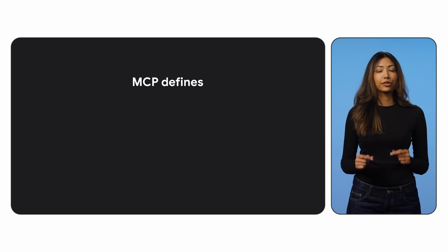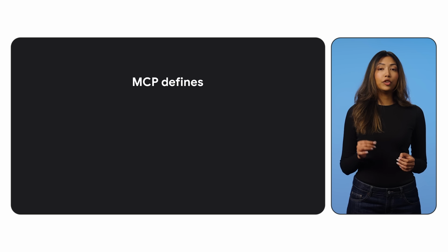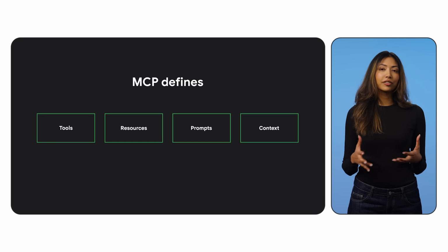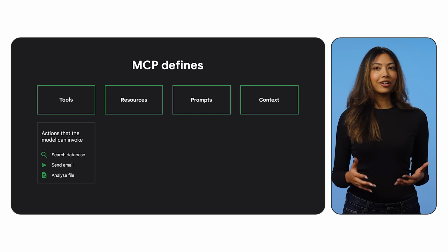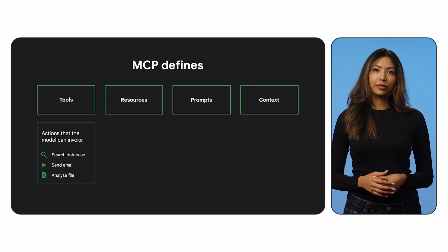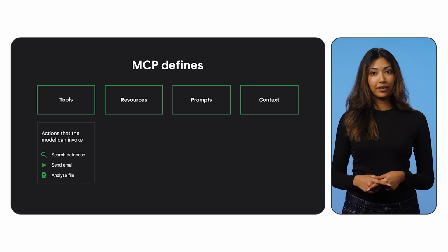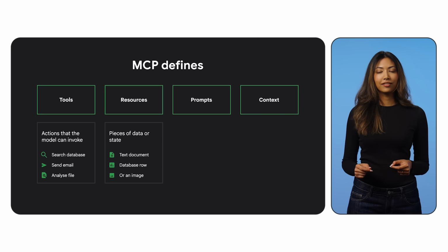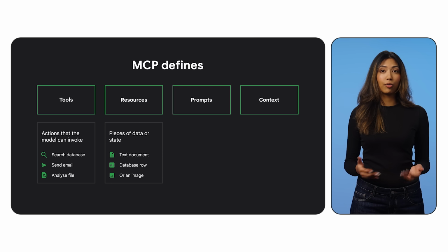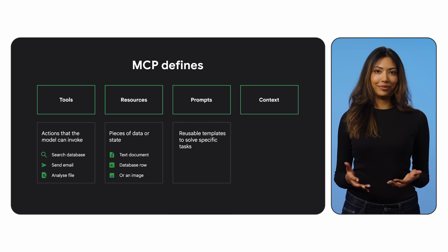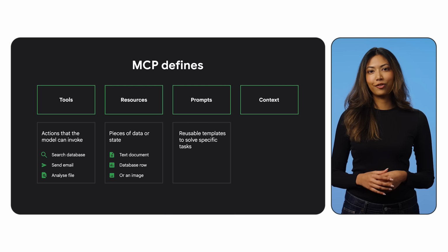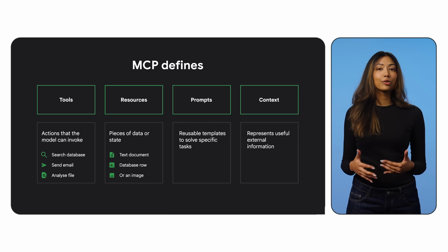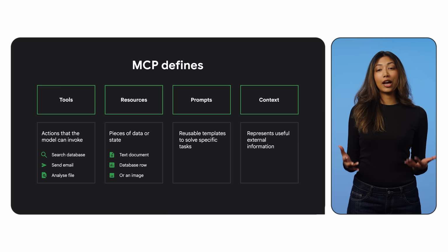Now, let's go a bit deeper technically. The MCP protocol defines a few main resource types: tools, prompts, resources, and context, that together form what the model can see and use. Tools are actions that the model can invoke. For example, a tool could be a search database, send email, or even analyze a file. Resources are pieces of data and state, like a text document or database row or even an image. Prompts are reusable templates that describe how the model should behave for specific tasks. And context represents external information that the model can pull into its reasoning process, things like recent chat history, company data, or user preferences.